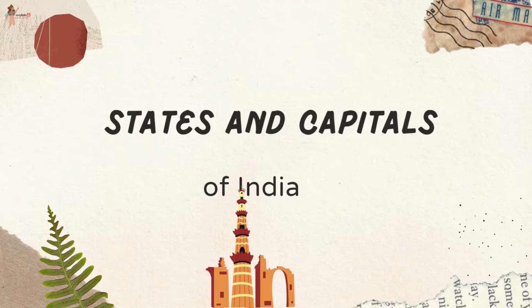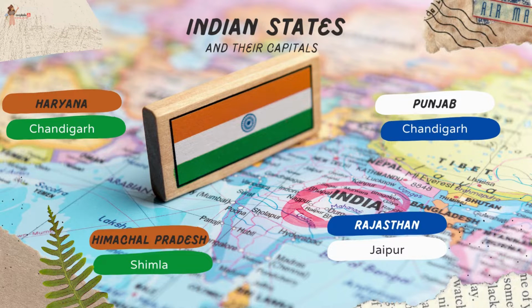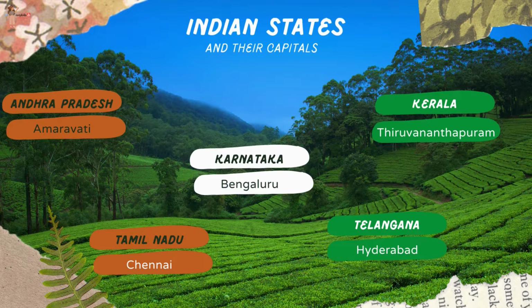States and capitals of India. The capital of Haryana is Chandigarh, as well as Punjab is Chandigarh. The capital of Himachal Pradesh is Shimla. The capital of Rajasthan is Jaipur. The capital of Andhra Pradesh is Amravati. Kerala is Thiruvananthapuram. Karnataka is Bengaluru. Tamil Nadu is Chennai. Telangana is Hyderabad.